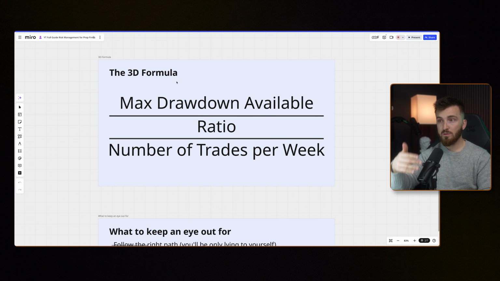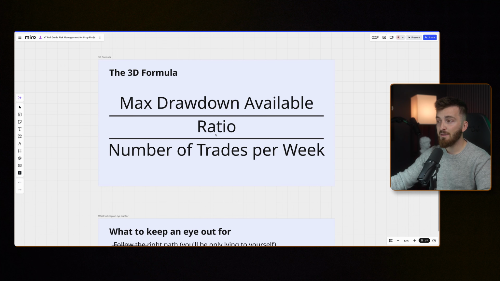This is going to be important because we're going to play with the max drawdown a lot. So you need to know the max drawdown of the prop firm that you're going for, of the specific challenge that you're going for. For example, Funded Next has challenges that are 10%, it has challenges that are 8%, FTMO has 10%. So there are multiple prop firms that even I am funded with, and they have different drawdowns. Therefore, I use different risk managements, right? So max drawdown available divided by the ratio, I will give you the ratio right here, and the number of trades that you take per week.